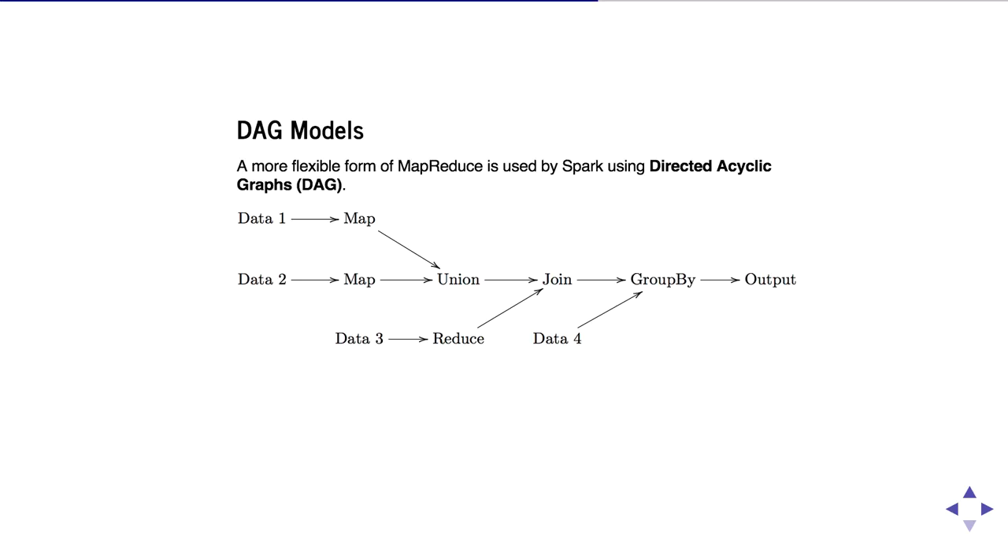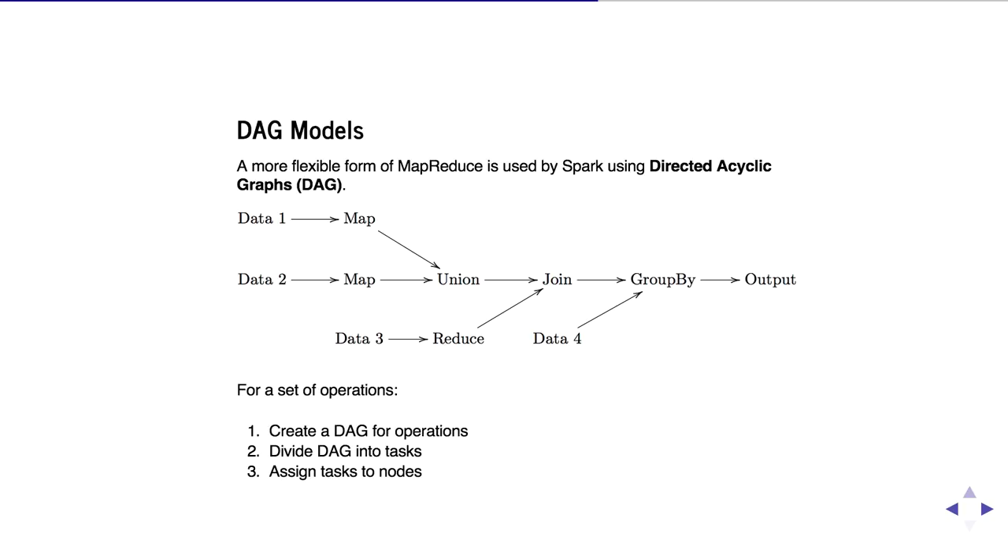It uses an in-memory model, but also uses directed acyclic graphs. So it plots out what the computations need to be structured like, and then basically tries to group it up by tasks, and sends each task to be assigned to different nodes. So first a directed acyclic graph based off the computations that you need to do, then divide into tasks and assign tasks to nodes.